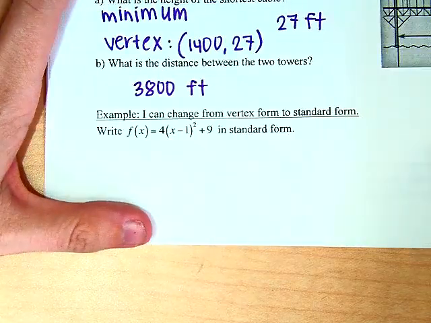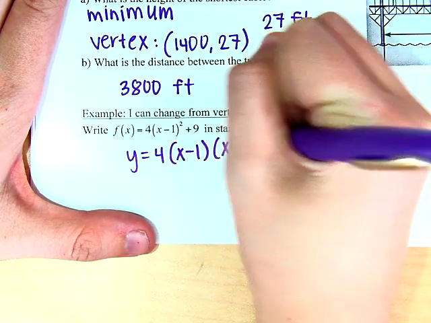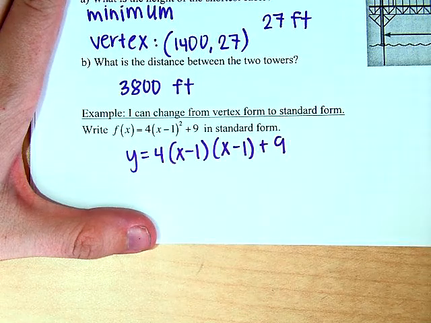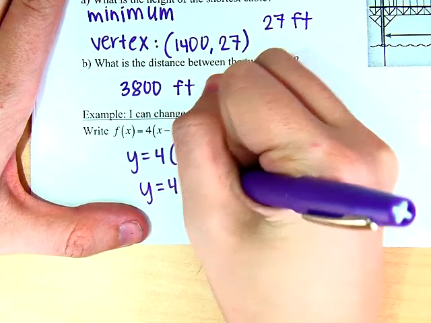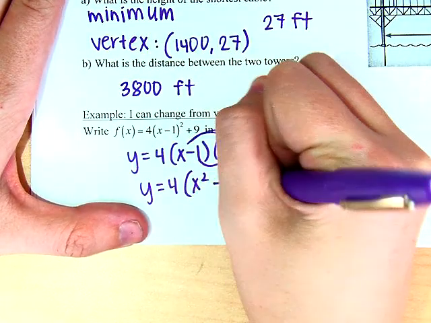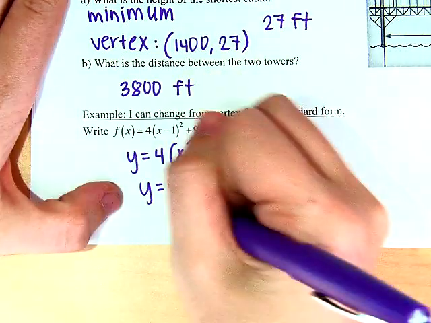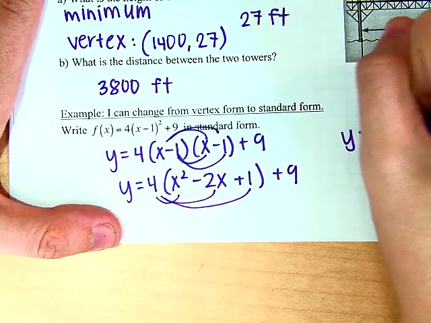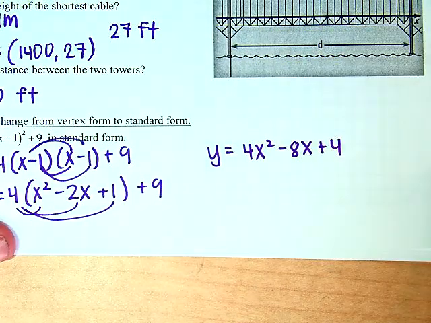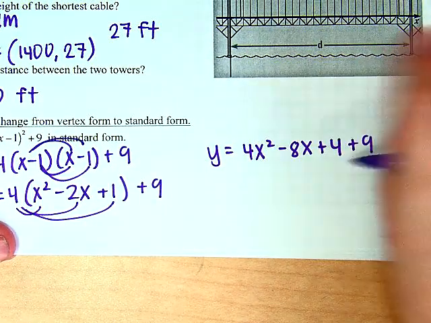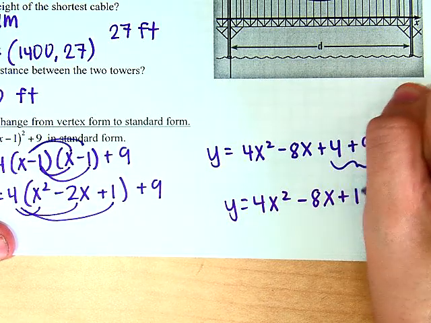Okay. Last one, writing it into standard form. So this is like y equals 4, and then I have (x minus 1) times (x minus 1), plus 9. So I'm going to FOIL these first. So I got y equals 4, and then I got x squared minus 1x minus 1x, so minus 2x plus 1, plus 9. Now I'm going to distribute the 4 in here. So I got y equals 4x squared minus 8x plus 4, and then a plus 9. Now I can combine these, and my final answer, y equals 4x squared minus 8x plus 13.